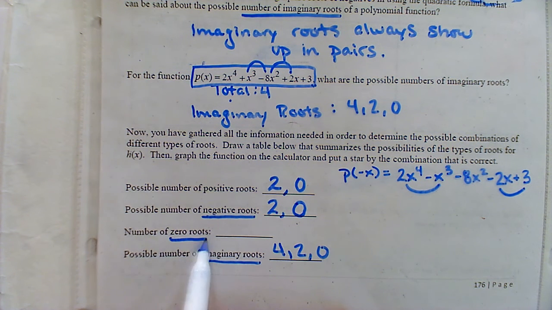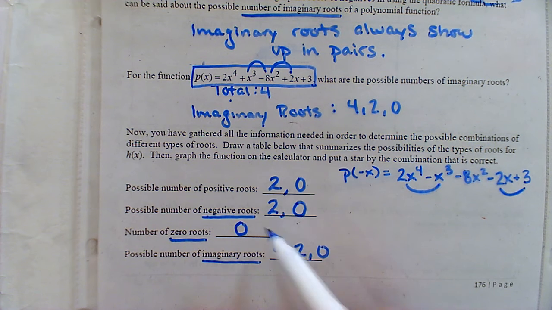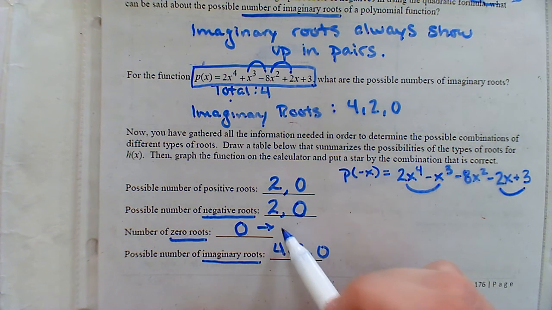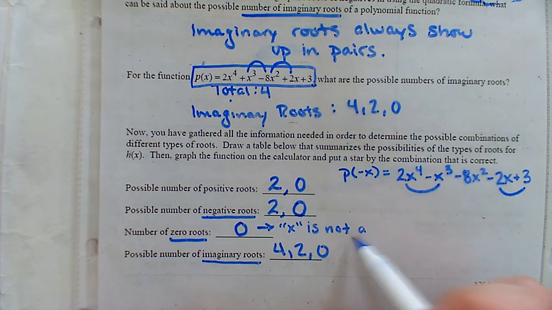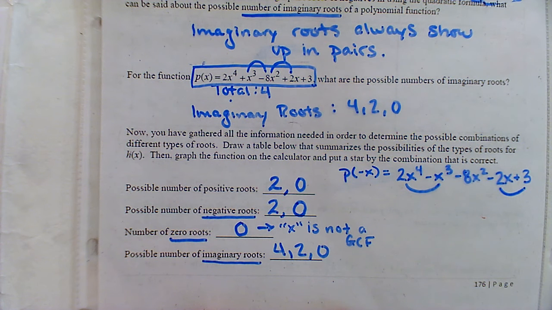What about the number of 0 roots, like at the origin? Go ahead, Tori. How'd you know? Because there's a constant term at the end, so you have to factor out x. All right, so we'll say x is not a GCF. Okay, we looked at that yesterday. If you can pull out an x out of every single term, you will cross or touch at the origin, depending on the multiplicity.